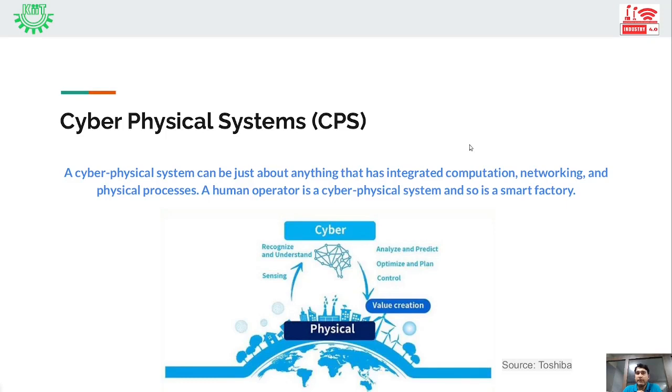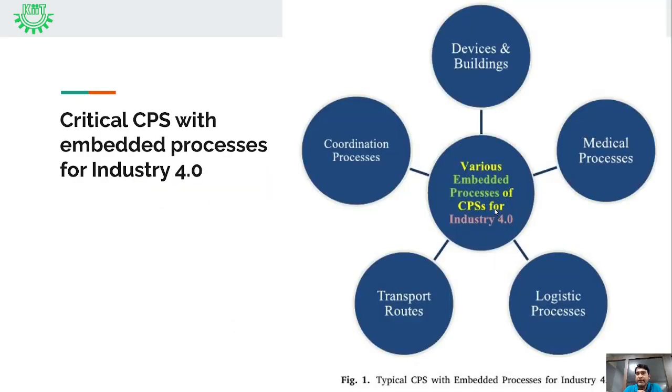Now that we have learned what is a cyber physical system, let us now look into critical cyber physical systems with embedded processes for Industry 4.0. That means in Industry 4.0, what are the different processes that will be controlled by the cyber physical systems? As you can see in this particular diagram, there are different kinds of processes that will be controlled using the cyber physical systems.